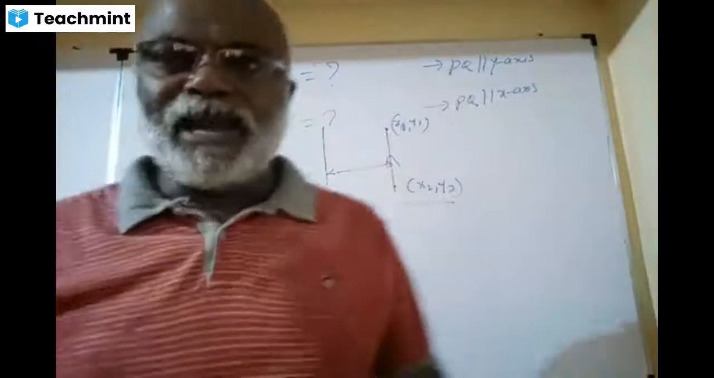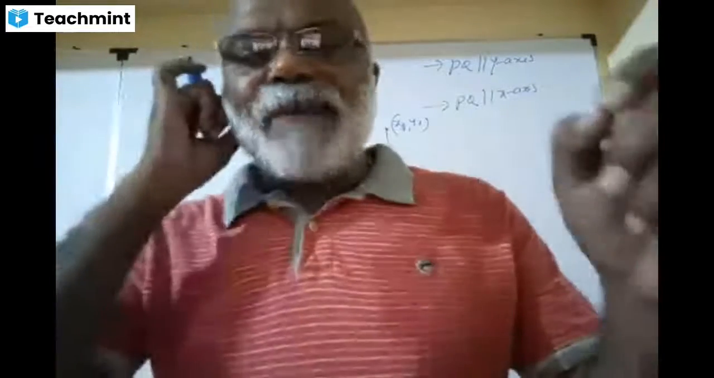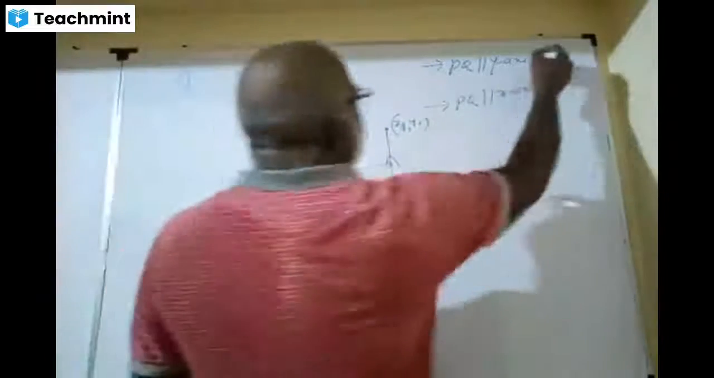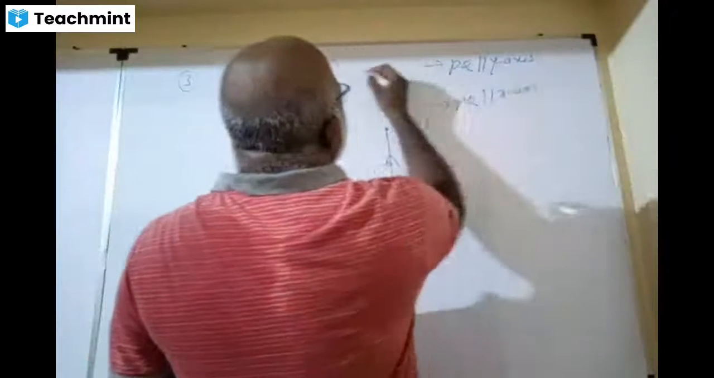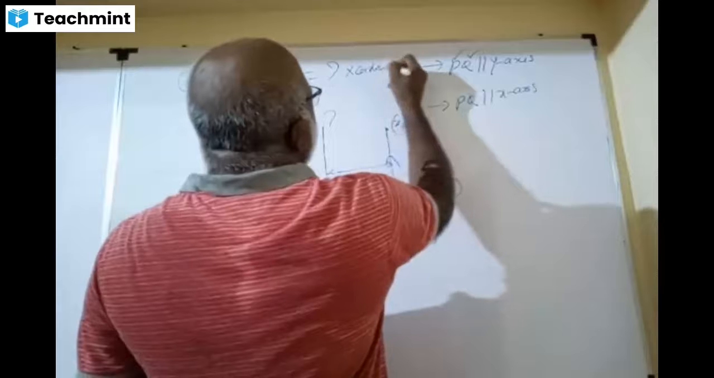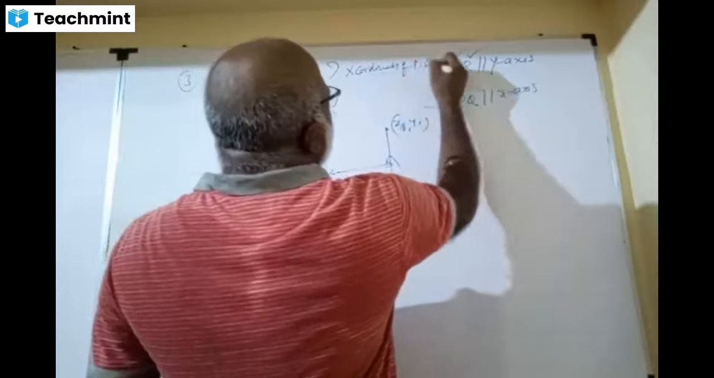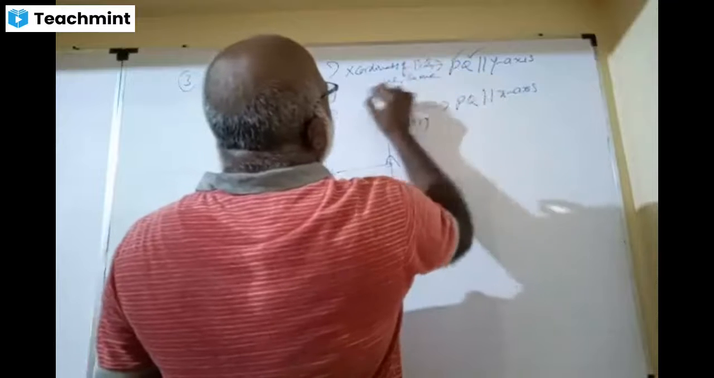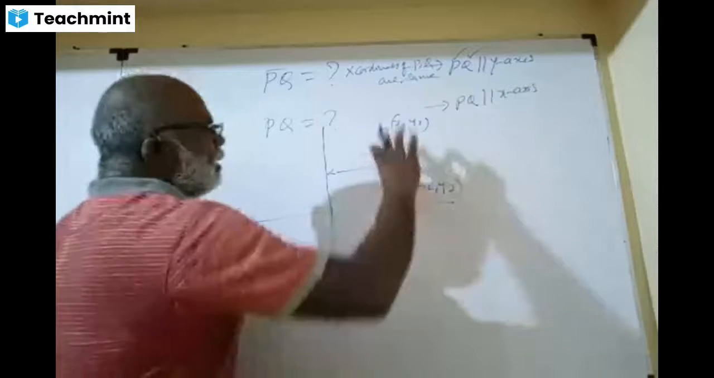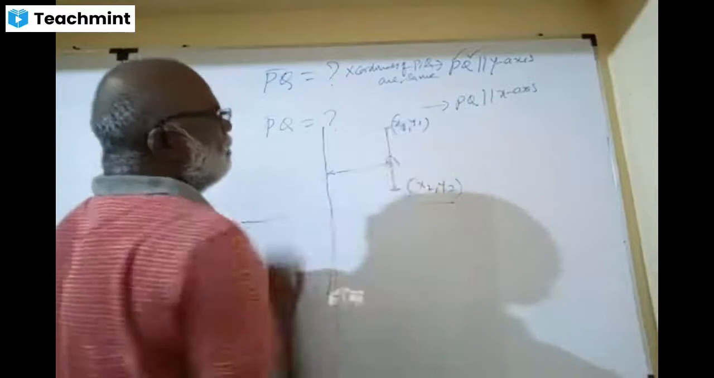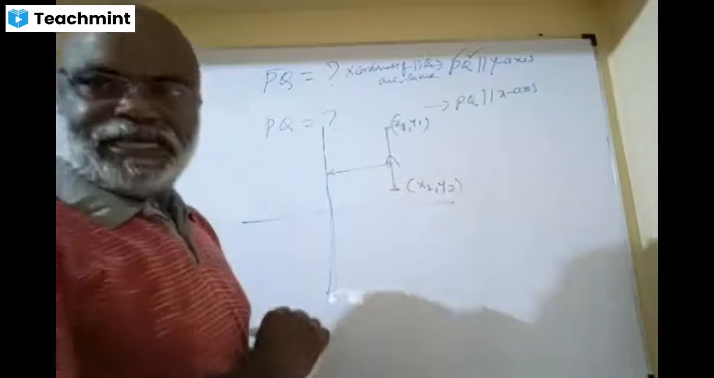If it is parallel to the y-axis, x coordinates are same. Right now, PQ is parallel to y-axis means what? X coordinates of P and Q are same. Yes, parallel. This is the difference part. Here we have y1, y2.